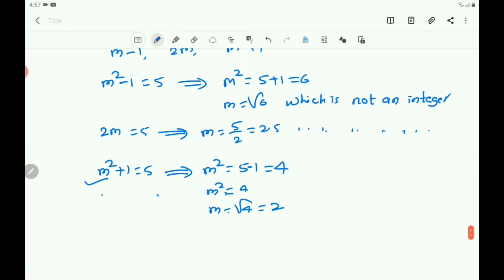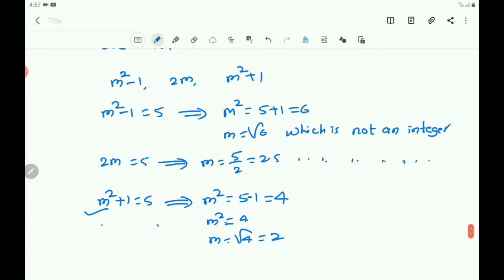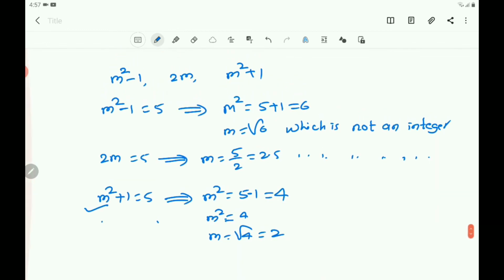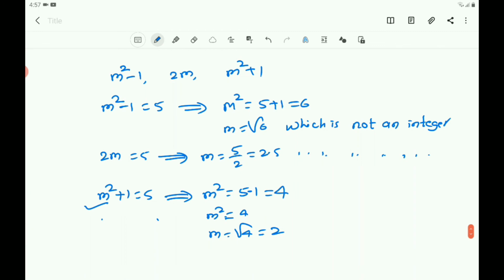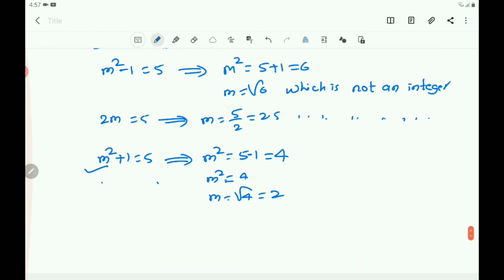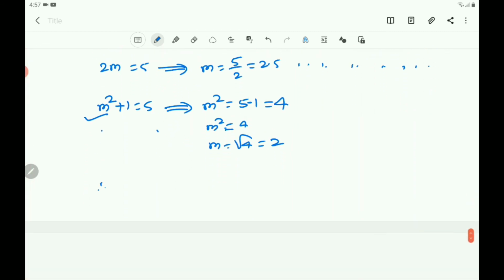So this is okay. One number, that is m square plus 1, works. So you got the m value as 2. Then you find m square minus 1 and 2m. Therefore you can have m square plus 1 equals 5, and you got an integer here.